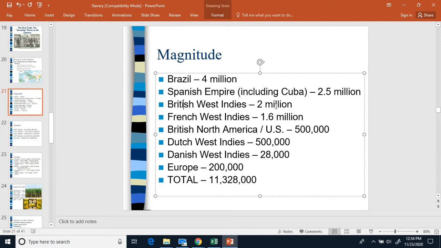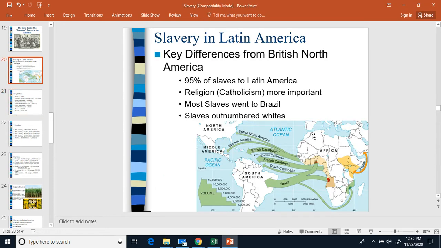The British West Indies, so that's all those little islands in the Caribbean that were owned by the British, was 2 million. The French West Indies, which is all those little islands in the Caribbean owned by the French, was 1.6 million. In the United States and in Canada, that was 500,000. Dutch West Indies, that's places owned by the Dutch in the Caribbean, 500,000. The Danish West Indies, so places owned by Denmark in the Caribbean, 28,000. And then there's 200,000 slaves in Europe altogether. So that just kind of shows you where people went and such.